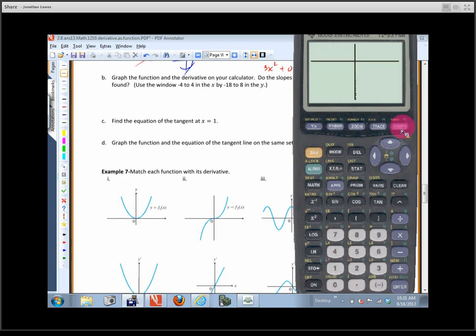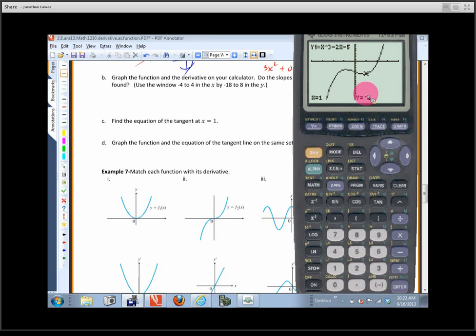So I'll hit graph. Okay, and let's see, if I hit trace and I go to 1, okay, there's the function value. So if I looked at that and I said the slope, I would think the slope looks something like this. Okay. Is it positive? Does it look like a slope of 1? Can somebody tell me why not? Yeah. The scale's different on each one of these axes.